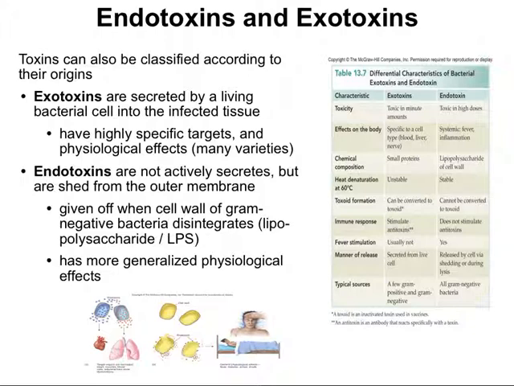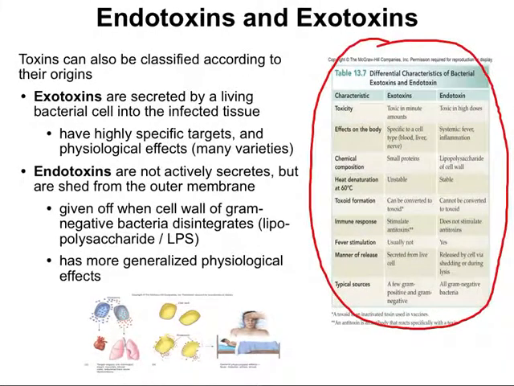Exotoxins are secreted by living bacterial cells into the infected tissue. They have highly specific targets and thus highly specific physiological effects. There are many different varieties of exotoxins. You can see a summary over on the right side here of the differential characteristics of bacterial exotoxins and endotoxins.